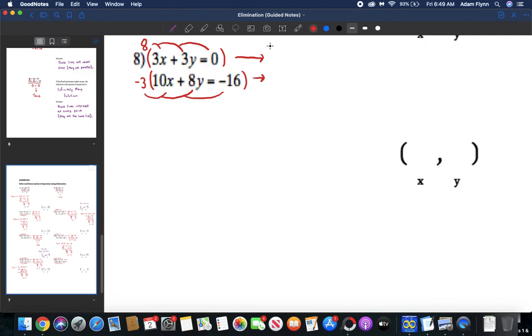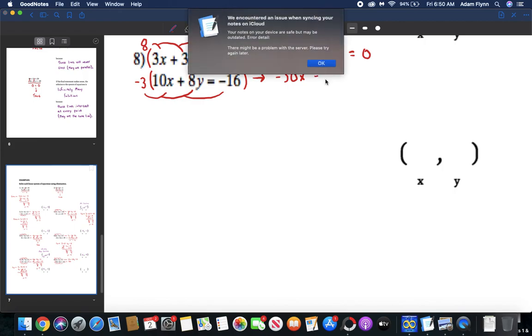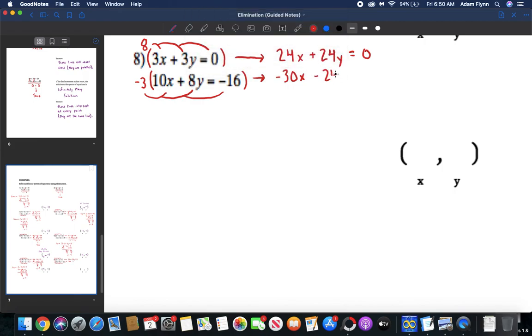So looking at my top equation, 8 times 3x is going to be 24x. 8 times 3y is going to be plus 24y. And 8 times 0 is going to be 0. Now for my bottom equation, negative 3 times 10x is going to be negative 30x. Negative 3 times 8y is going to be negative 24y. And negative 3 times negative 16 is going to be a positive 48.